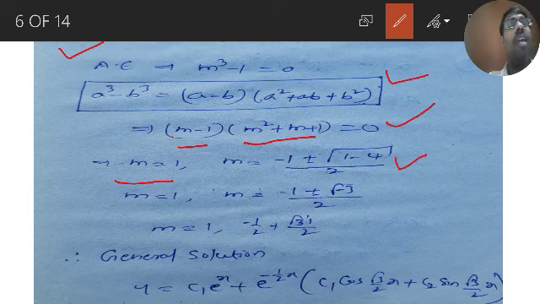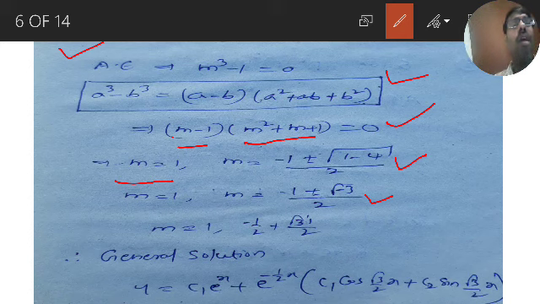Then for the quadratic equation, m is equal to minus b plus or minus square root of b square minus 4ac by 2a. Substitute the values a, b, c equal to 1. Now what will we get? m is equal to minus 1 plus or minus square root of 1 minus 4 by 2. 1 minus 4 is minus 3. So m is equal to 1, comma, m is equal to minus 1 plus or minus square root of minus 3 by 2. What is the square root of minus 1? Square root of minus 1 is i.